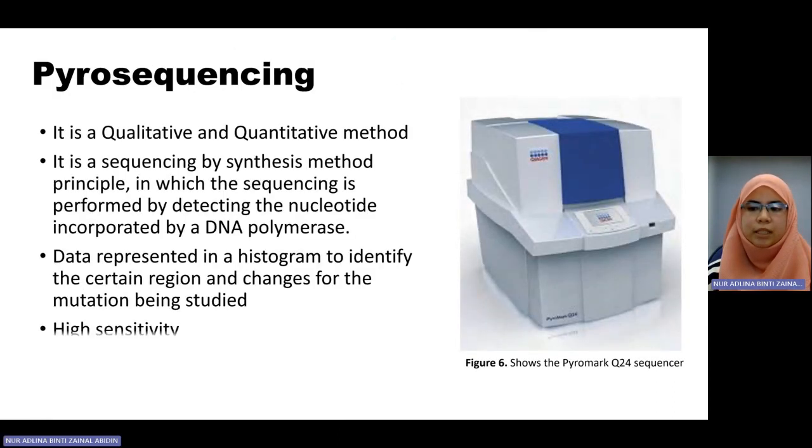Pyrosequencing is used because it is both a qualitative and quantitative method, where it uses a sequencing by synthesis method. The data will be represented in a histogram and peaks will be visualized to see specifically which regions the changes have occurred. Controls are also present in the run to make sure that the runs are all of good quality. This method is also high in sensitivity with a limit of detection of as low as 1.0.